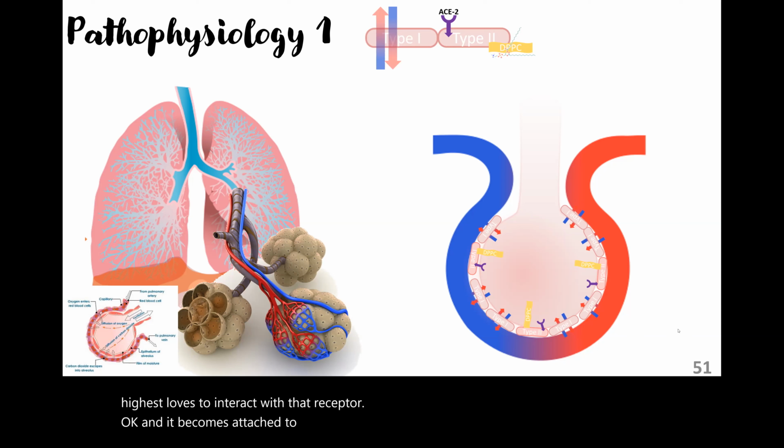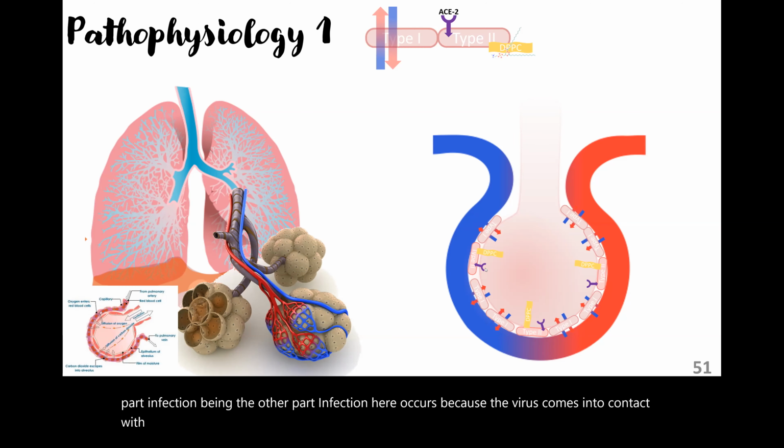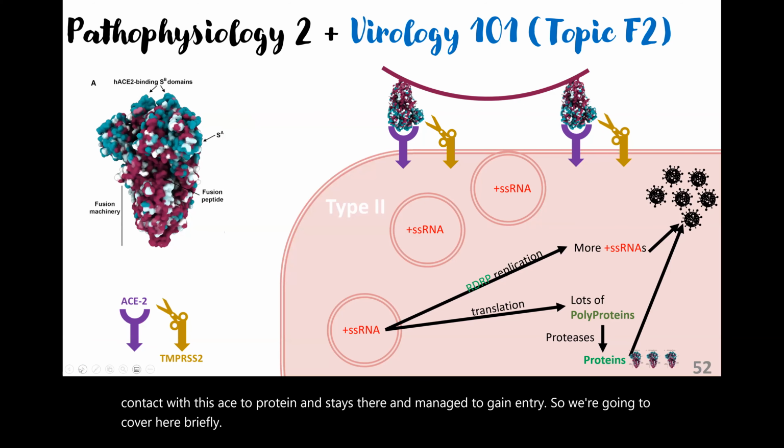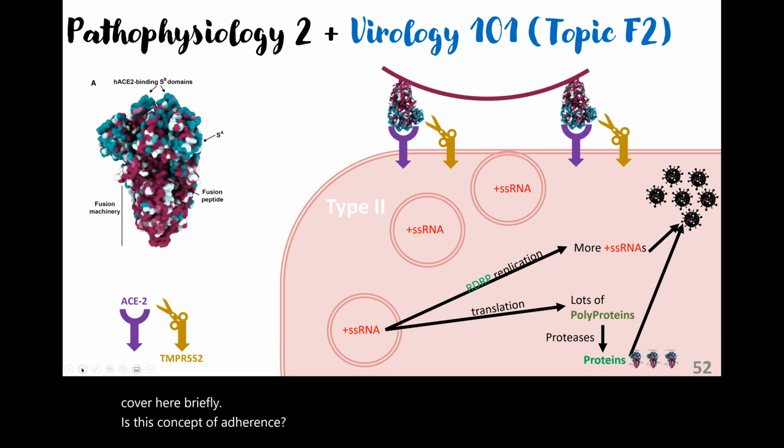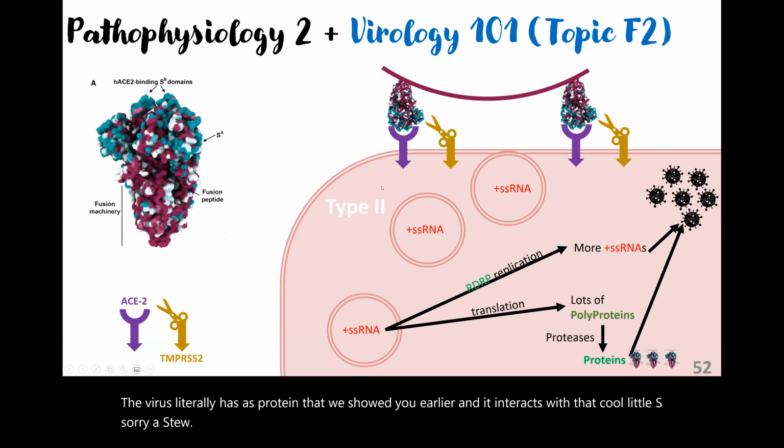This is the concept of adherence. Again, contagious being one part, infection being the other part. The infection here occurs because the virus comes into contact with this ACE2 protein and stays there. It manages to gain entry. So what we're going to cover here briefly is this concept of adherence. The virus literally has that S protein that we showed you earlier, and it interacts with that cool little ACE2 protein present in all our cells.